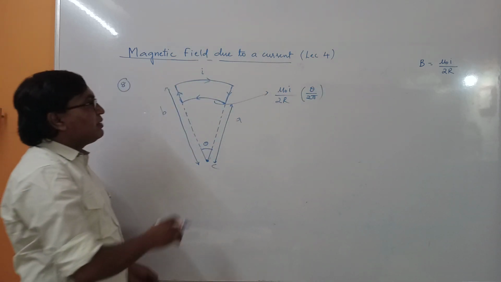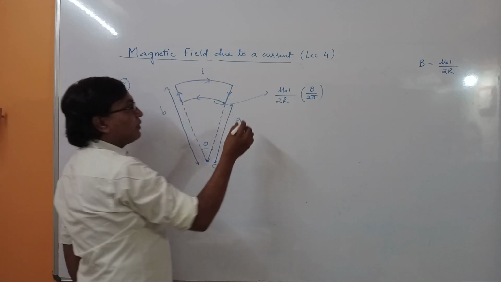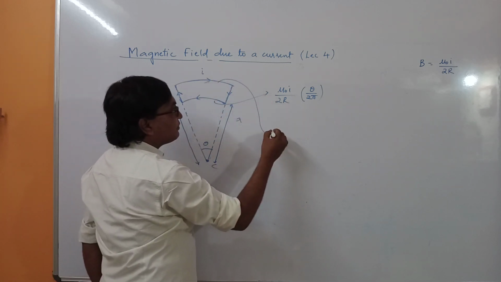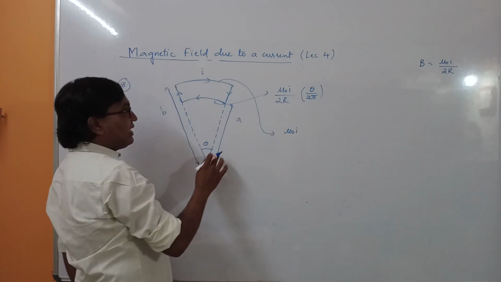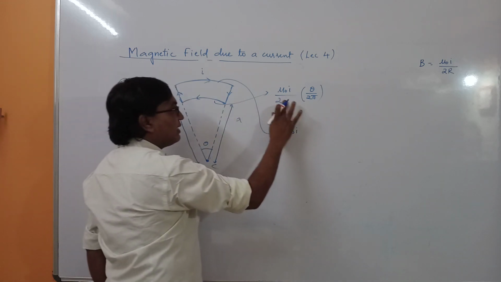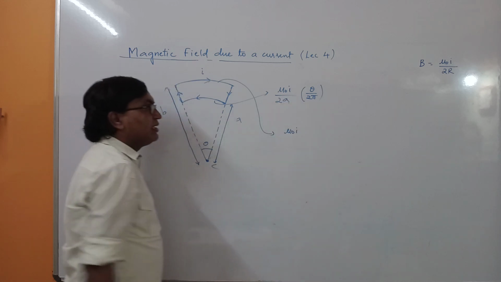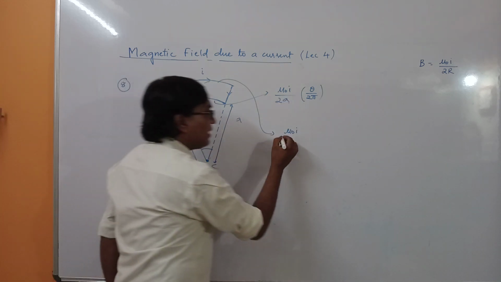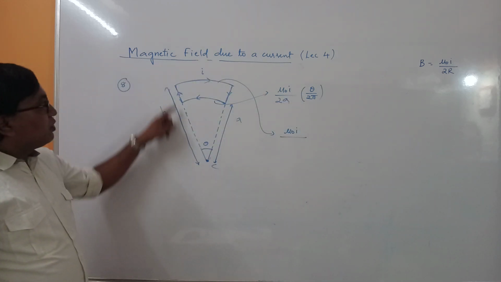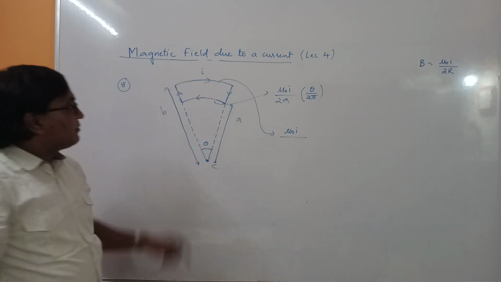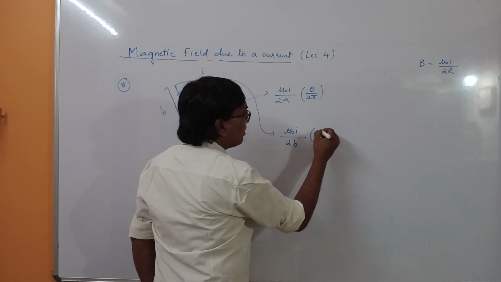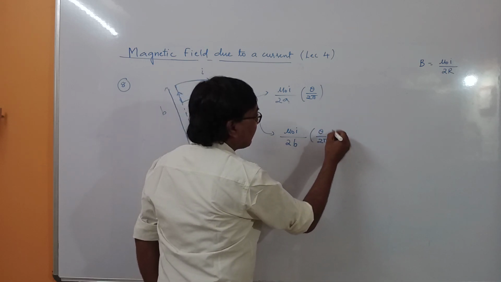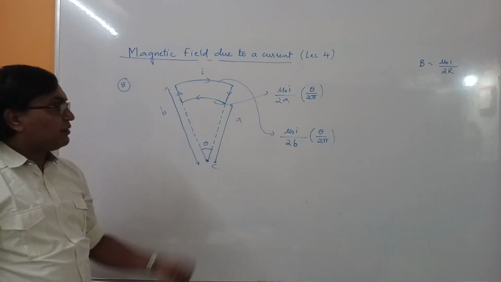Then similarly here, due to this part it will be mu naught I. What is the radius for the smaller arc? The radius is A, so let us replace the radius: mu naught I by 2a. For the larger arc the radius is B, so 2b into theta by 2 pi. Same angle.